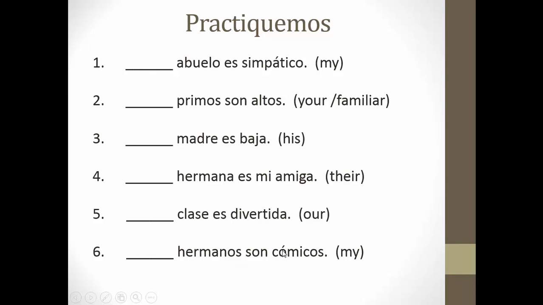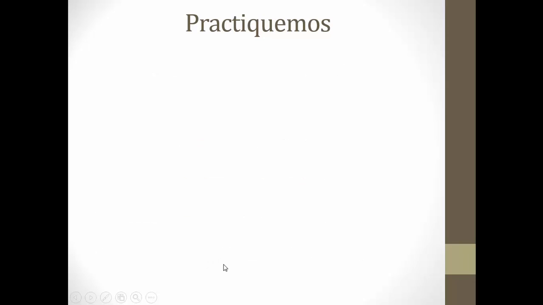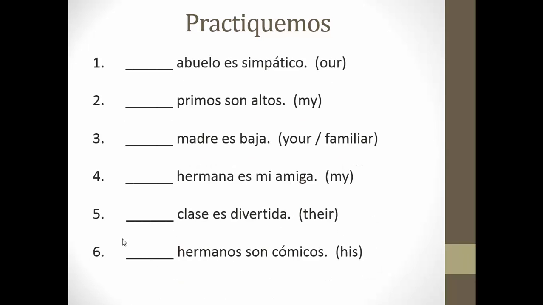Okay? Número 6. My siblings are funny. Okay, our 2 choices are mi and mis. Because hermanos is plural, we need mis. Mis hermanos son cómicos. Let's do one more slide of practice. Okay? Número 1. Our grandfather is nice. So, we have to choose the one of the 4 options that agree with grandfather. Well, because grandfather is masculine and singular, we should go with nuestro. Nuestro abuelo es simpático.